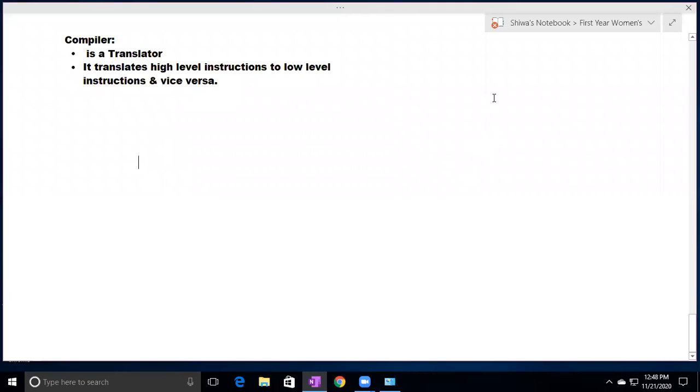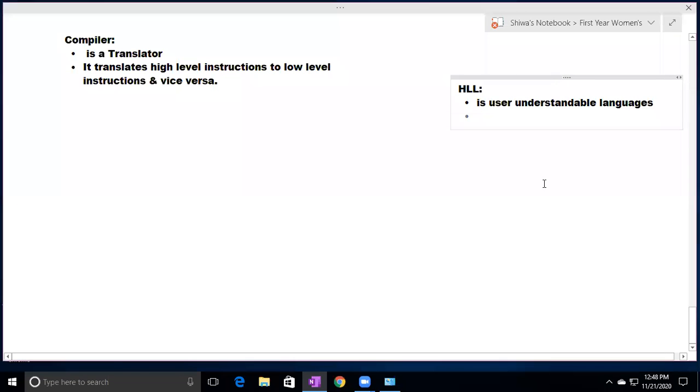Now you may get a doubt, what is this high level, what is this low level? Very simple. HLL means high level language. High level language is the user friendly, user understandable language. We are the users, we can understand this code. User understandable languages are called high level languages.